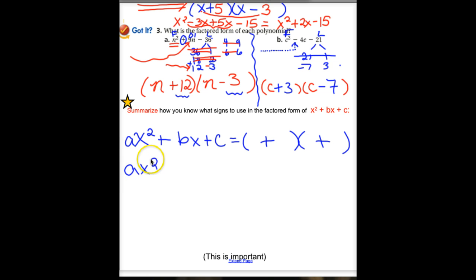When my last term is positive, oops, sorry, I've got a little typo here, and my middle one is negative. That tells me that I still need to have the same signs to multiply. Two negatives make a positive and two positives multiply to make a positive. But the middle term is telling me that they need to both be negative.